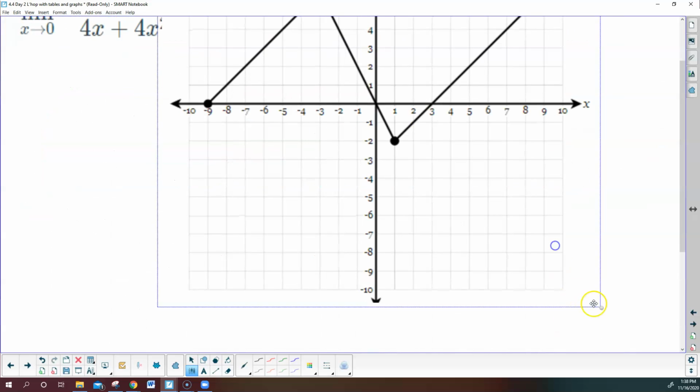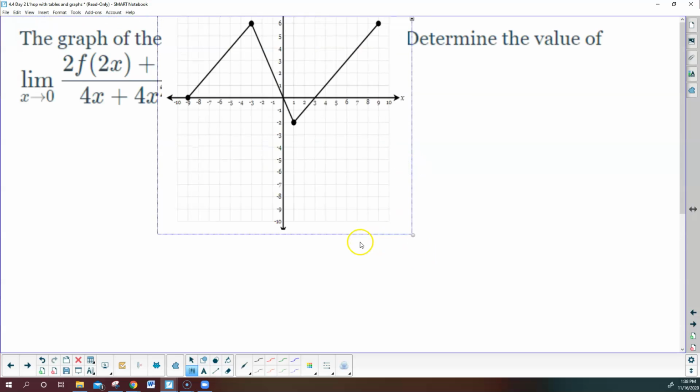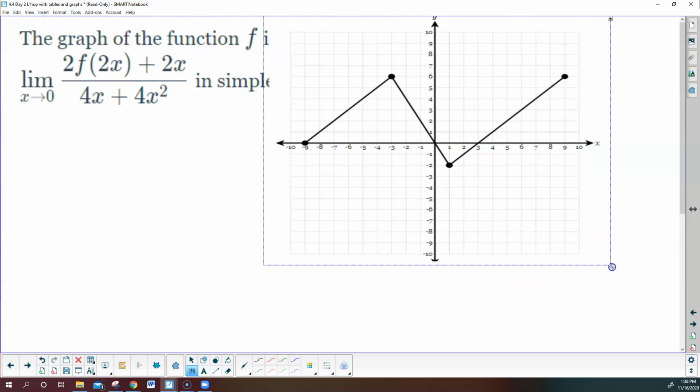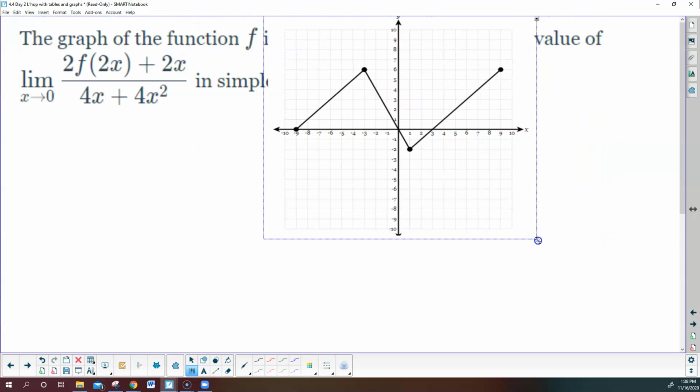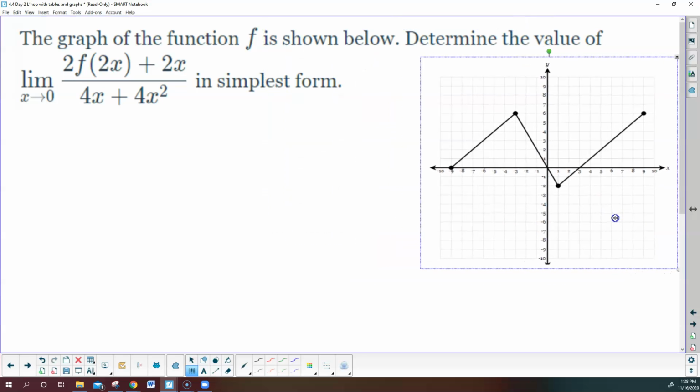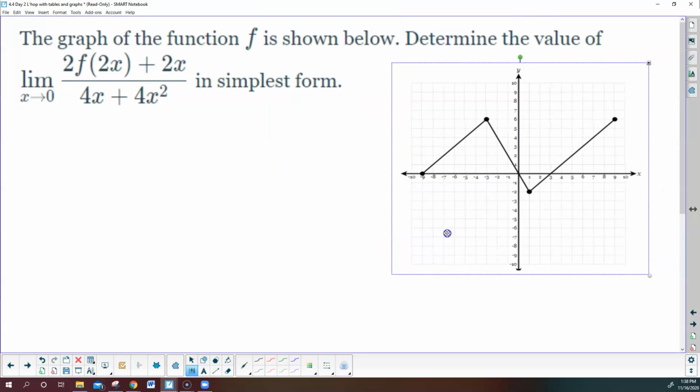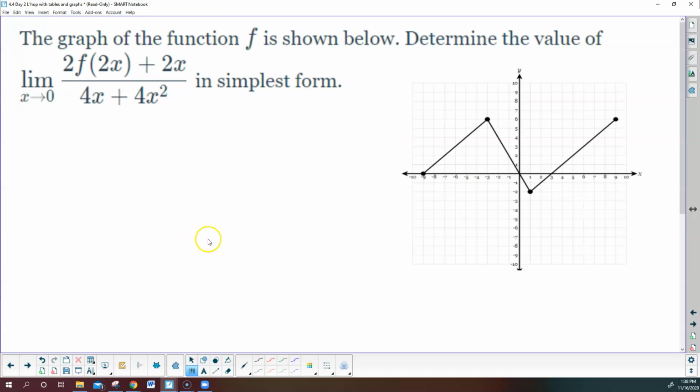Again, if you need to pause it, go ahead and pause this video, sketch the graph, but you're going to see basically almost the exact same type of problem we just did. The only difference is instead of giving us a table, we have a graph. But we can get the same information from the graph that we can in the table.